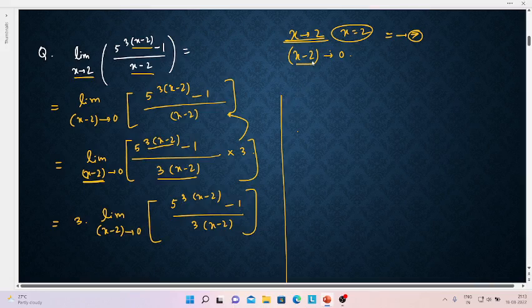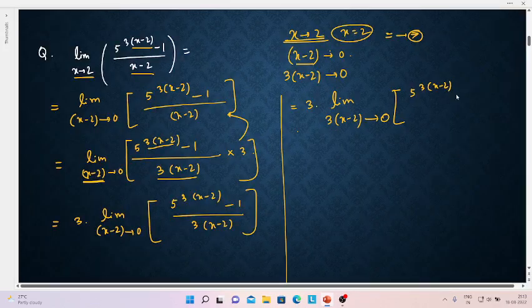As x minus 2 is tending to 0, can you tell me what will be the value of 3 times x minus 2? It is always tending to 0, because x minus 2 is almost equal to 0. So what will be 3 times x minus 2? It is nothing but 0, right? So we can write down that limit as limit 3 times x minus 2 tending to 0, and we have 5 to the power 3 times x minus 2 minus 1 upon 3 times x minus 2, right?